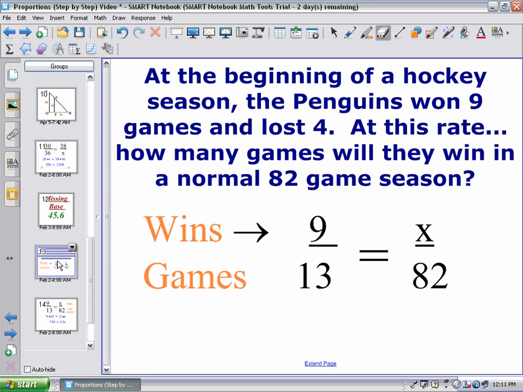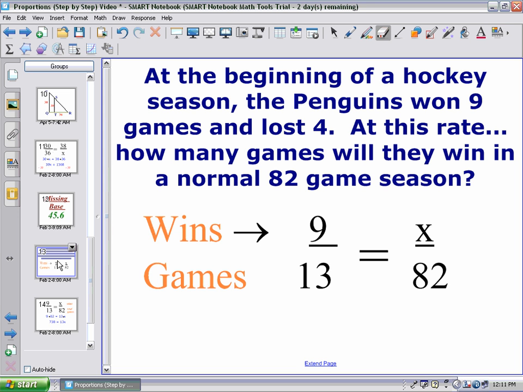The last one I want to talk about is one that has a little bit more critical reading, and we're going back to word problems. At the beginning of a hockey season, the Penguins won 9 games and lost 4 games. At this rate, how many games would they win in a normal 82-game season? So here's how this breaks down. We want to know how many games the Penguins would win in an 82-game season. What we do know is that in the start of the season, they win 9 and they lose 4.